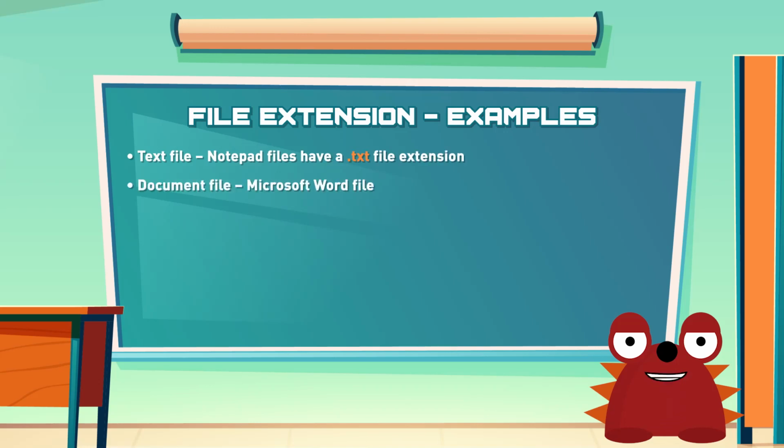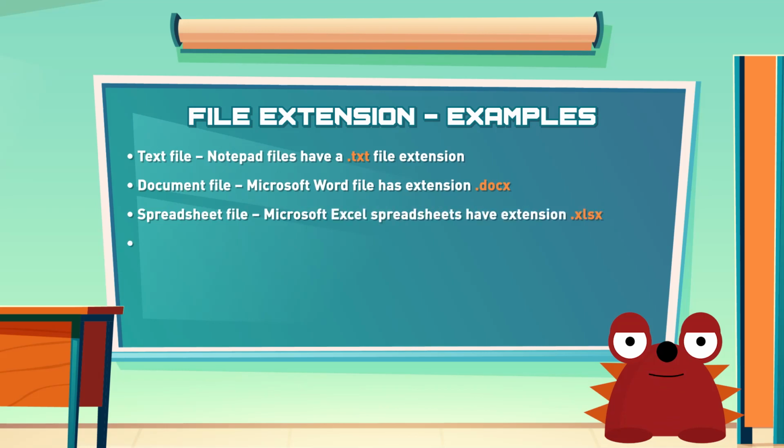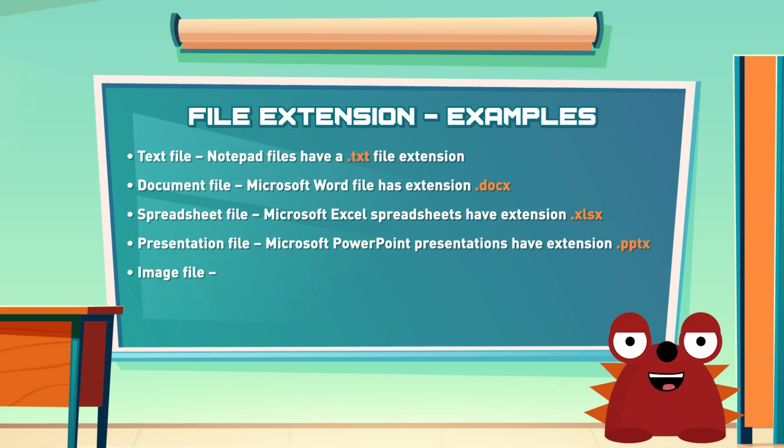For a text file, a Notepad file has a .txt file extension. For a document file, a Microsoft Word file has the extension .docx. For a spreadsheet file, Microsoft Excel spreadsheets have the extension .xlsx. And for a presentation file, Microsoft PowerPoint presentations have the extension .pptx.